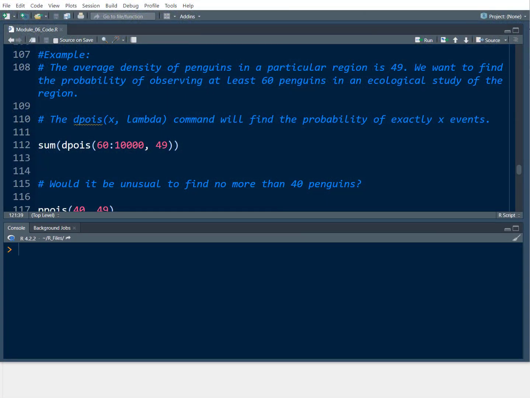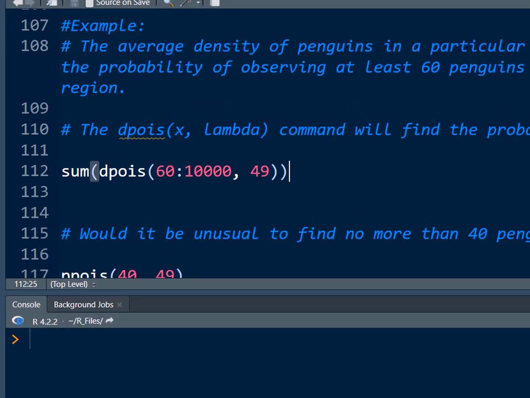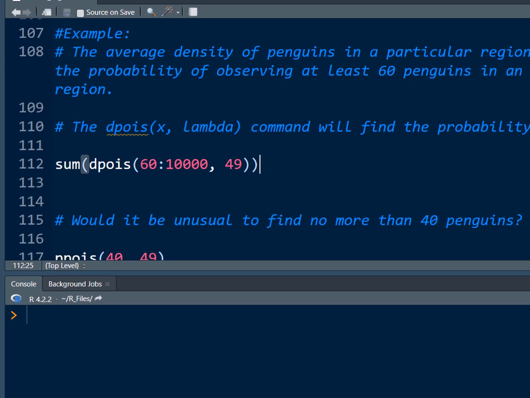So let's go back to the example. The average density of penguins in a particular area is 49. We want to find the probability of observing at least 60 penguins in an ecological study of the region. The dpois(x, lambda) command will find the probability of exactly x events. As in previous examples though, x can be a data array, so we could use something like sum(dpois) where x goes from 60 to some really large number, like maybe 10,000, and the mean is 49.